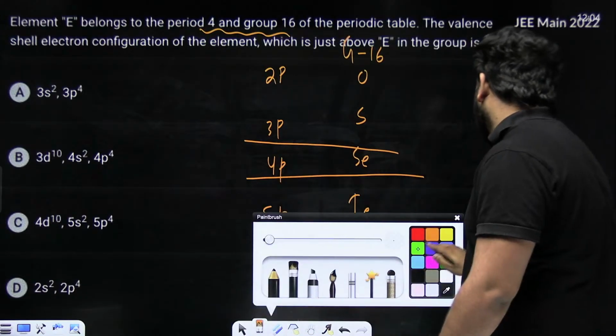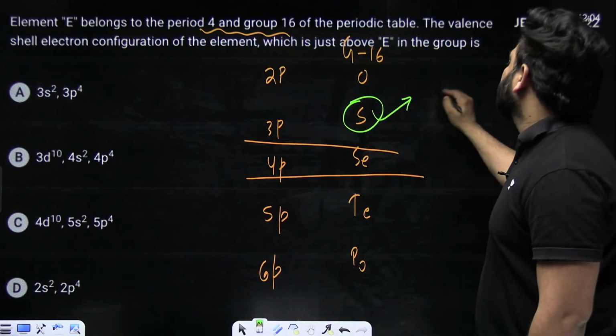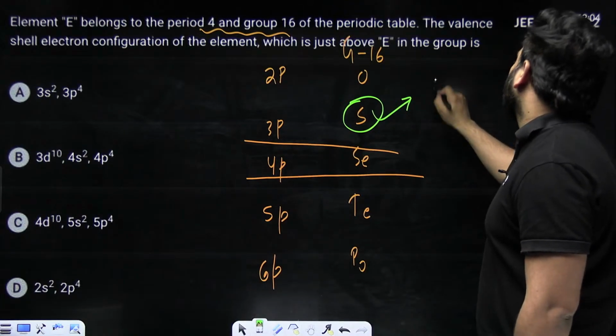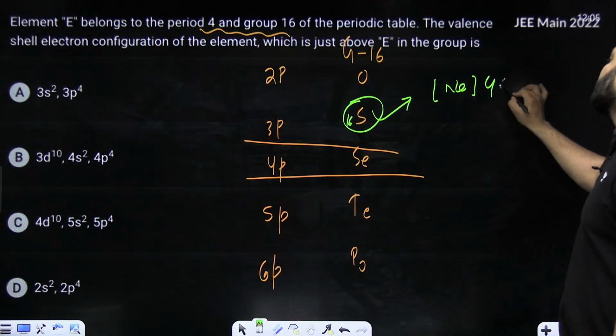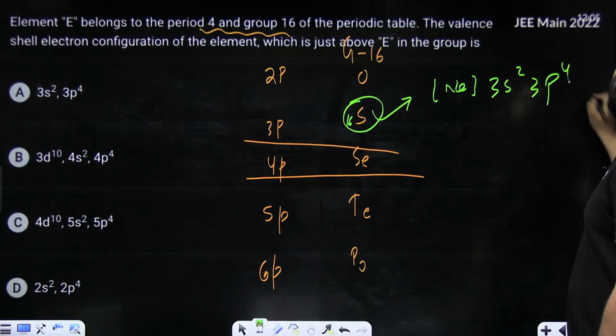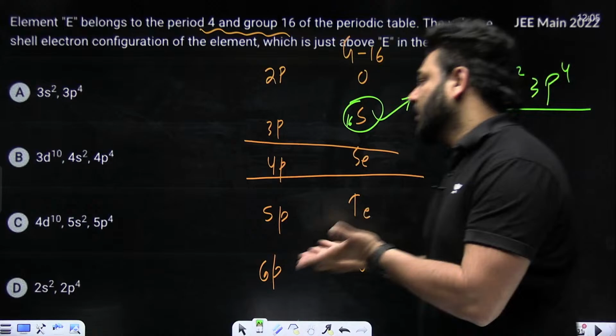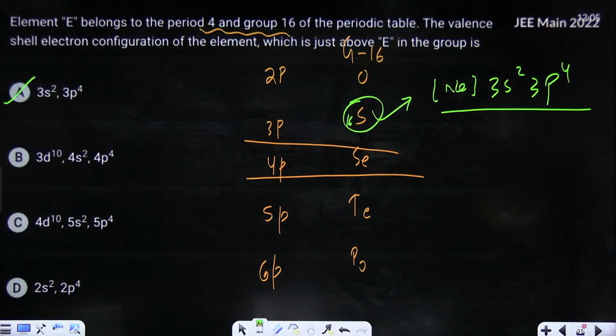Then it is saying an element which is just above it, it is sulfur, I guess. And what is the electronic configuration of sulfur? Argon, no argon. It's neon, because 16 is the atomic number. Neon, 3s2, and 3p4 is the correct answer. So 3s2, 3p4. I think A is the correct answer. So see, guys, how easy is this question?